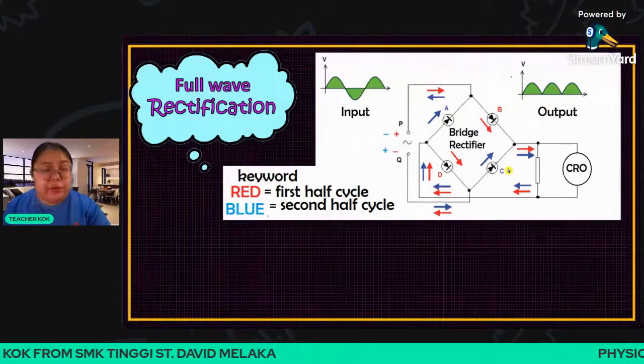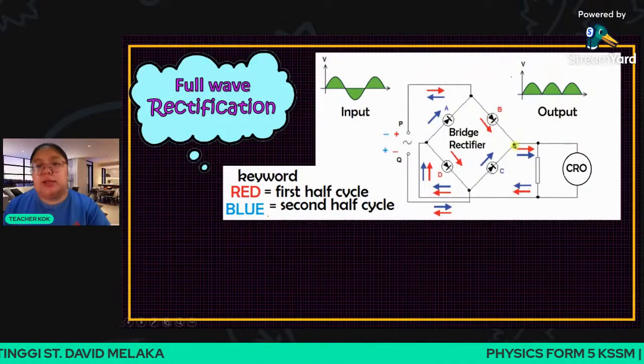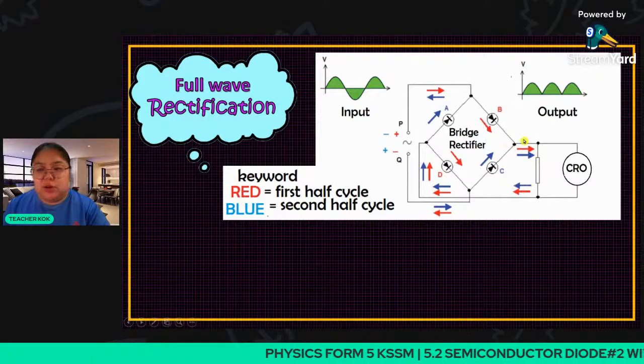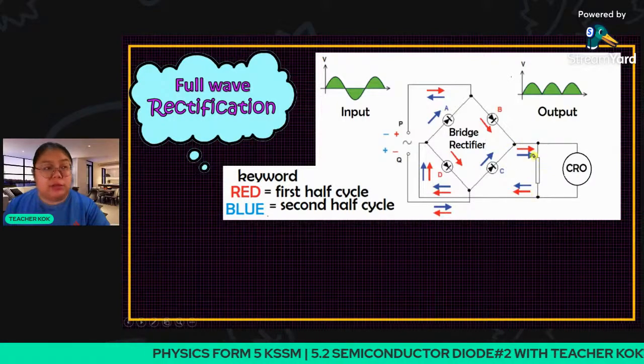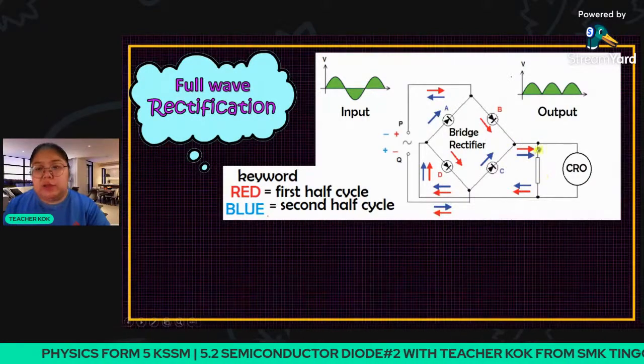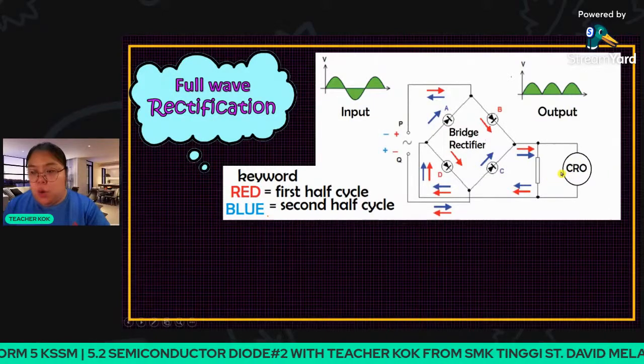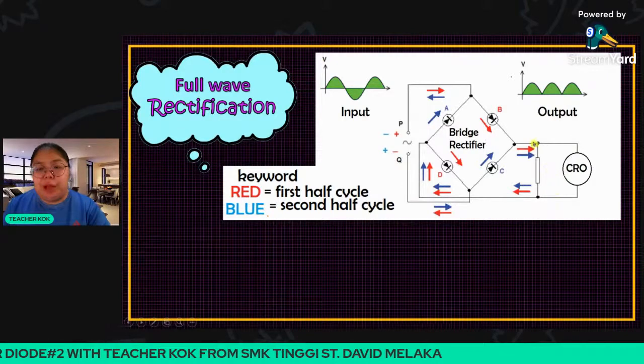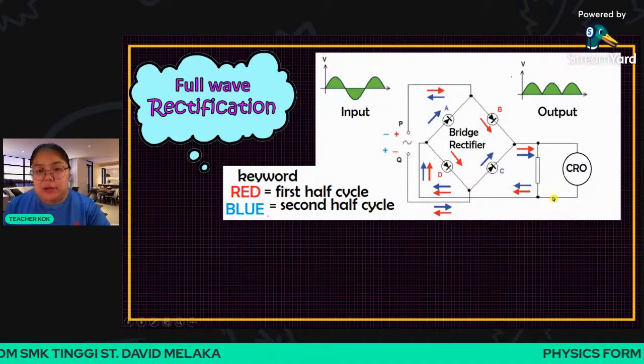Because the C is reverse bias, I cannot go in. So that means I can only go downwards. That's a resistor. The resistor joins with the CRO. Then after that, I go after the R. From the R, I come down, then I go.